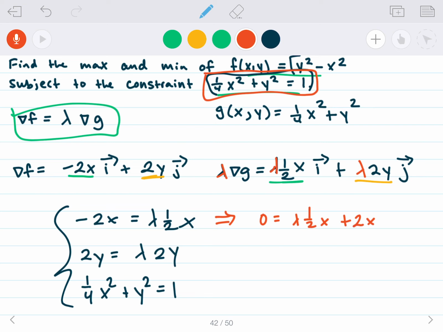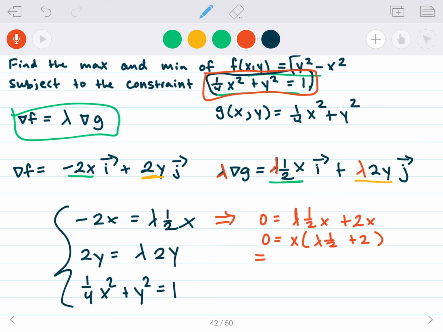And so what I can say here is, well, I can factor out an x. If I factor out an x, I get x times (lambda 1/2 plus 2). Okay?